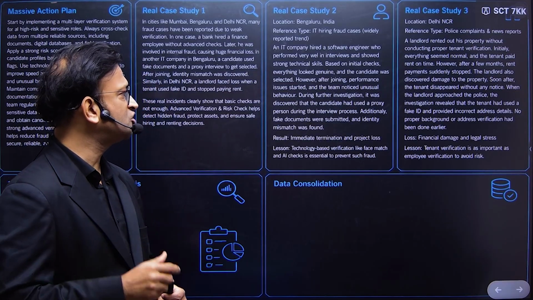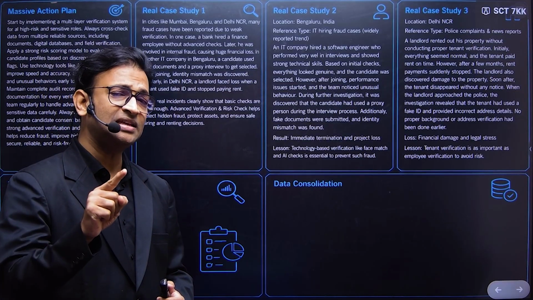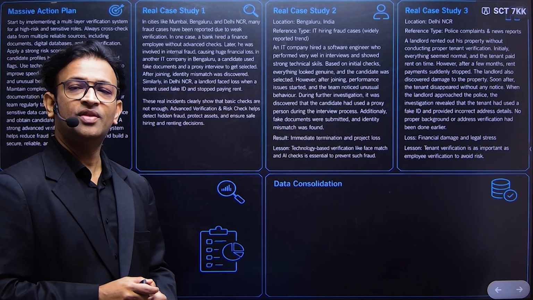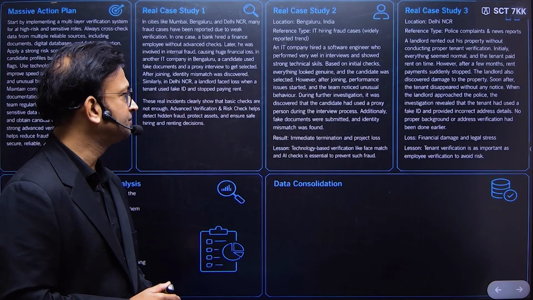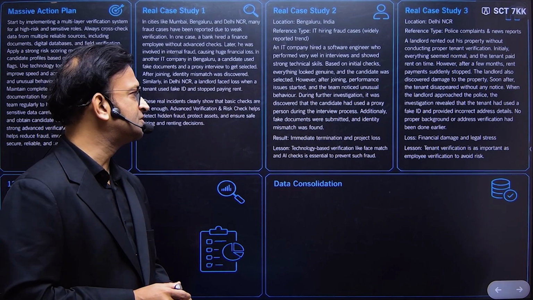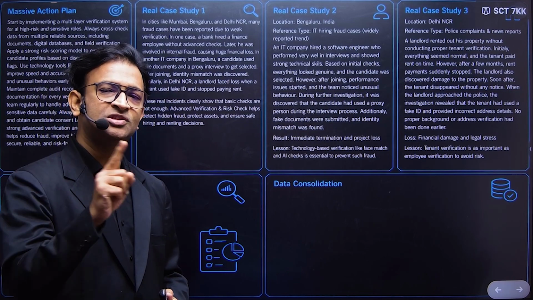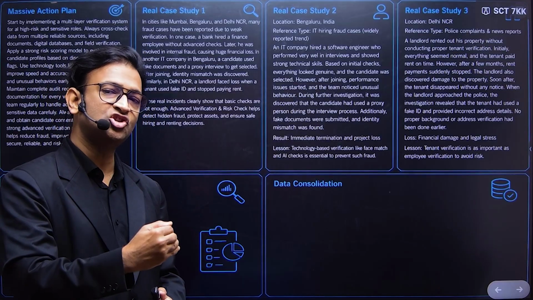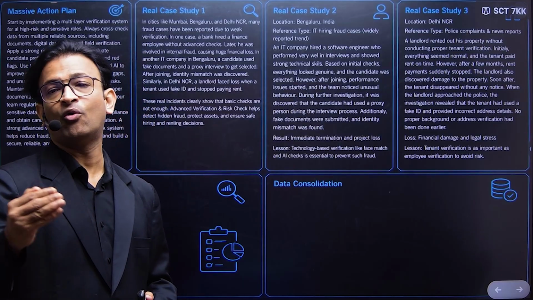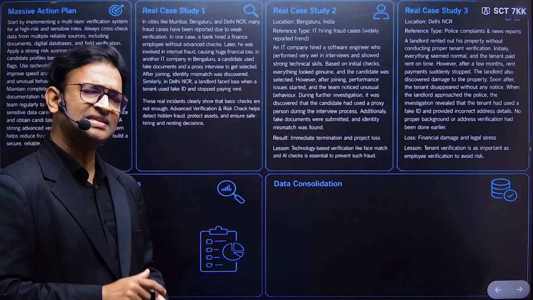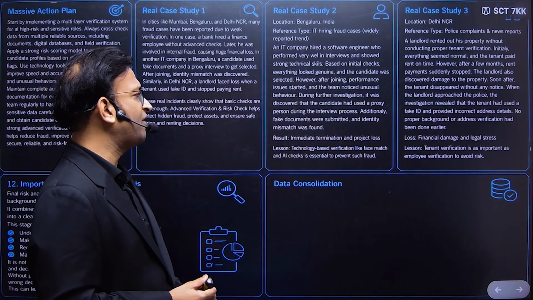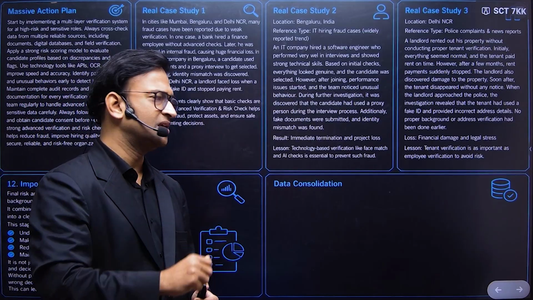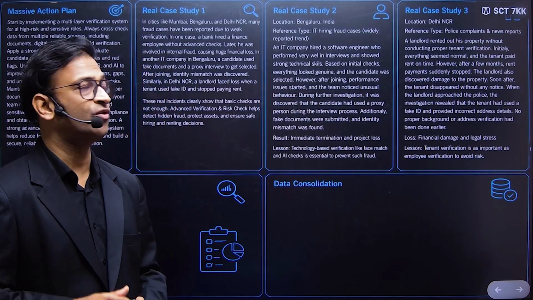During further investigation, it was discovered that the candidate had used a proxy person during the interview selection process. Additionally, fake documents were submitted and identity was also not correct. Result: immediate termination and project loss for the company. Lesson learned: technology-based verification like face match and AI checks is extremely essential to prevent such fraud.